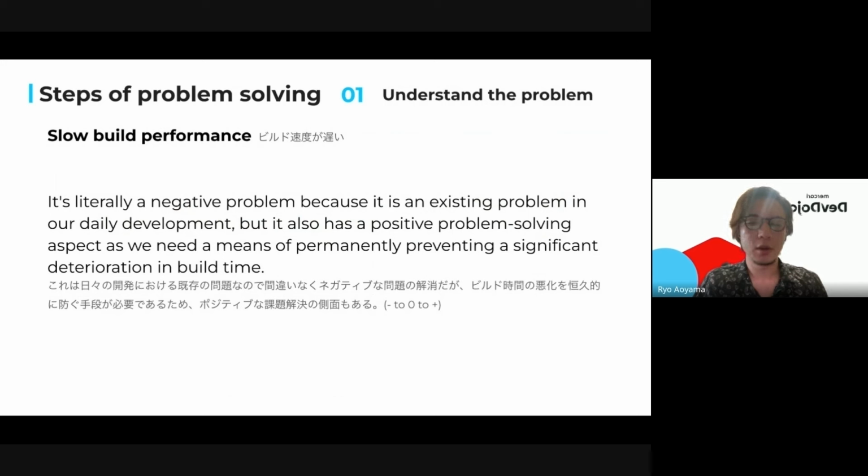However, it's important to also work to prevent the problem from getting worse. In that sense, it's also a positive problem. Therefore, we need to work on bringing us from a negative state to a neutral state, but also continue to improve on the situation.